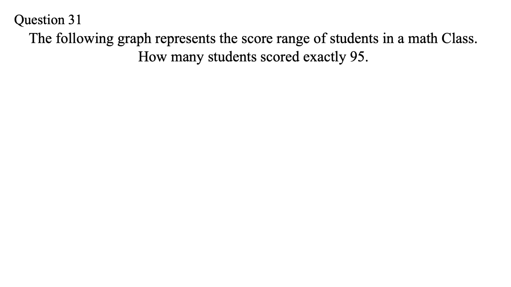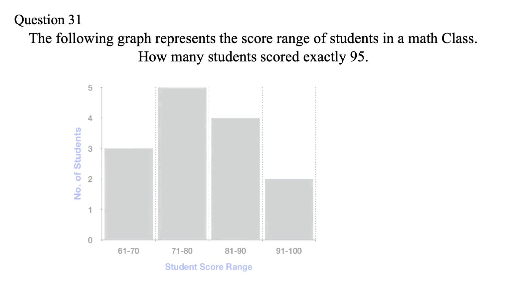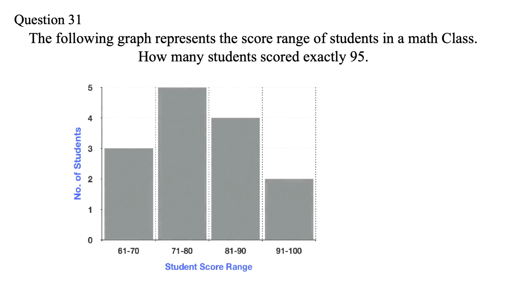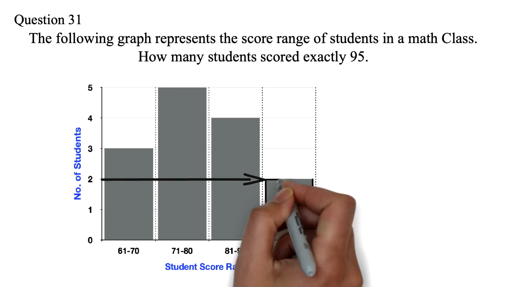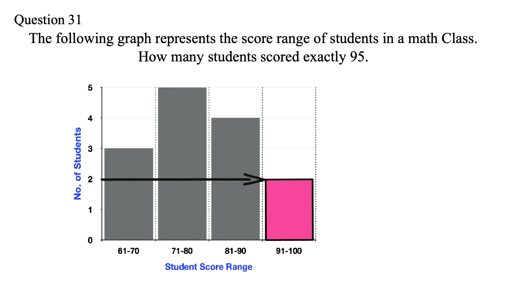Question 31. The following graph represents the score range of students in a math class. How many students scored exactly 95? This is a trick question. Most students assume that the answer is 2 students, since the 95 is within this range 91 to 100.